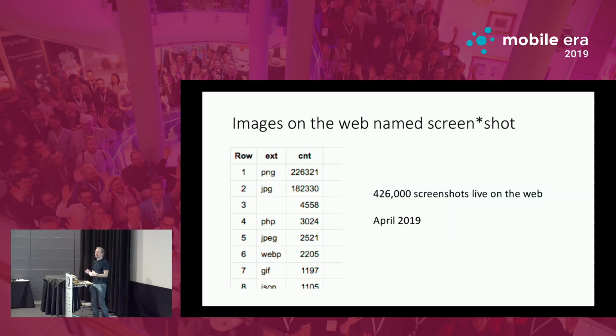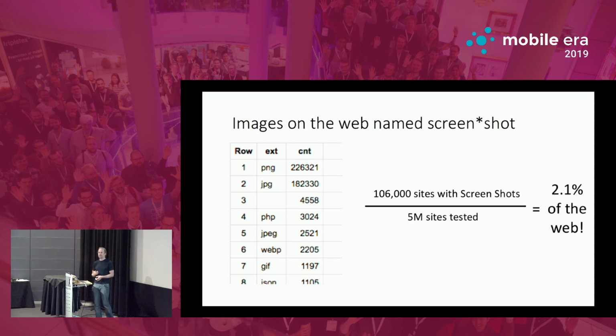So I went through the HTTP Archive, which is like 5 million websites, and I said, how many images out there have the word screenshot in it? And they're mostly PNGs, because that's what Apple saves them in. There are a bunch of JPEGs. I don't really know what a PHP image is, but whatever, we'll go with it. But there's 426,000 of these on the web as of earlier this year on 100,000 websites, which is 2% of the web using screenshots live in production. And that seems like a lot. We can be doing better than that.